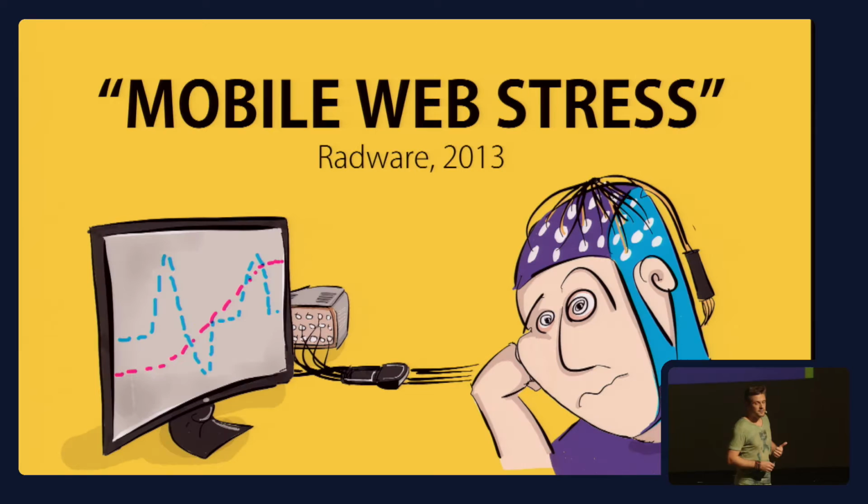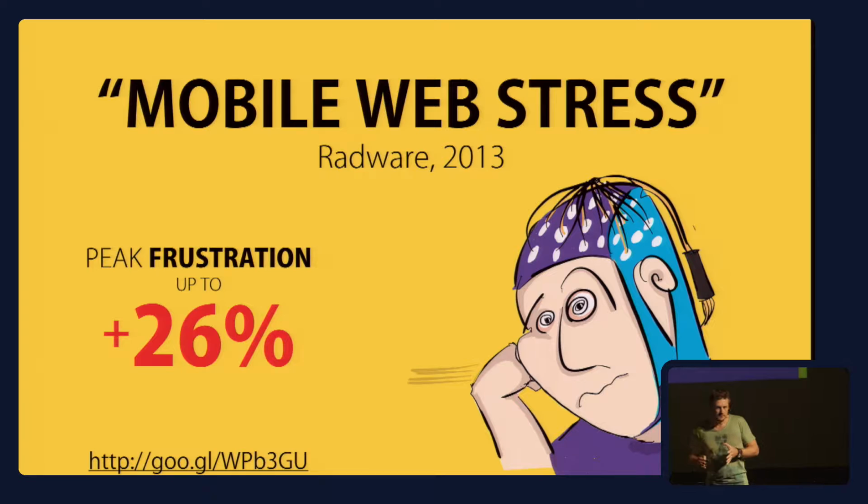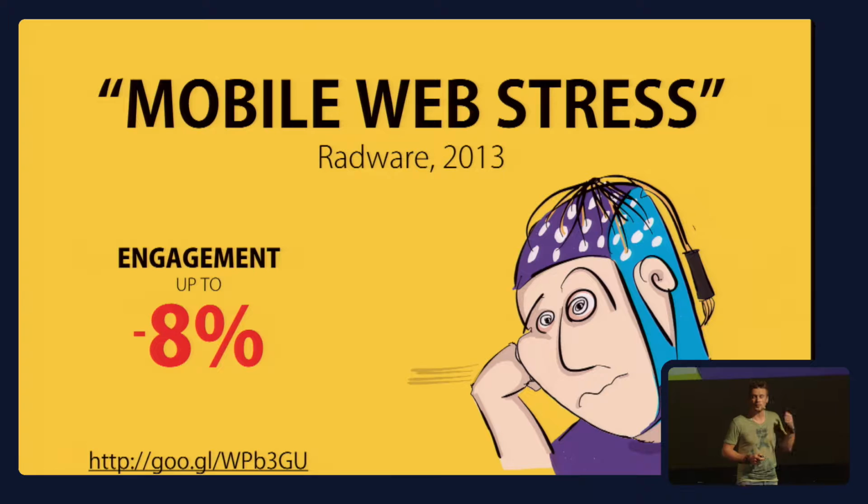Later in 2013, company Radware conducted the same type of research, but for mobile users. Again, two groups of participants, one on the normal side, finishing the transaction, and another group on the artificially slowed down side. The slowdown was only half a second, 500 milliseconds. The result of this research was that those on the slower side had up to 26% higher peak frustration and up to 8% lower engagement.